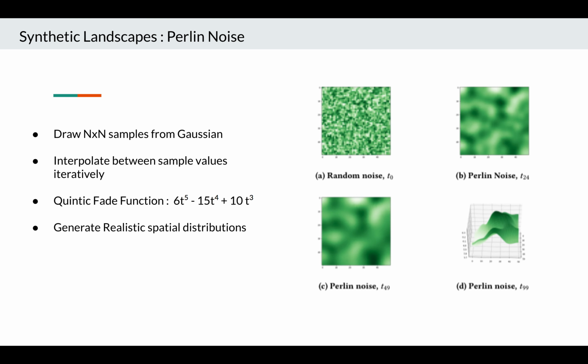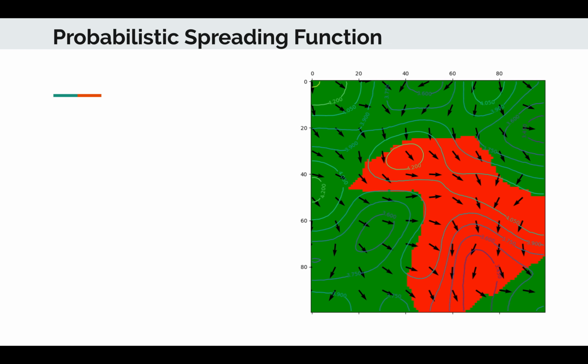And so in this image, you can see different stages of interpolation. So starting at time 0, there's just a random noise distribution, and then at 24 it gets a little bit smoother, and then by the last time step at 99 you can see a realistic spatial distribution. It almost looks like rolling hills, which is exactly what we're looking for.